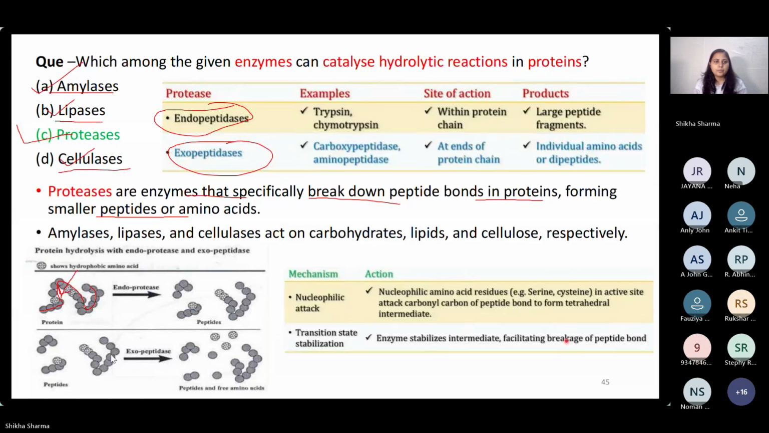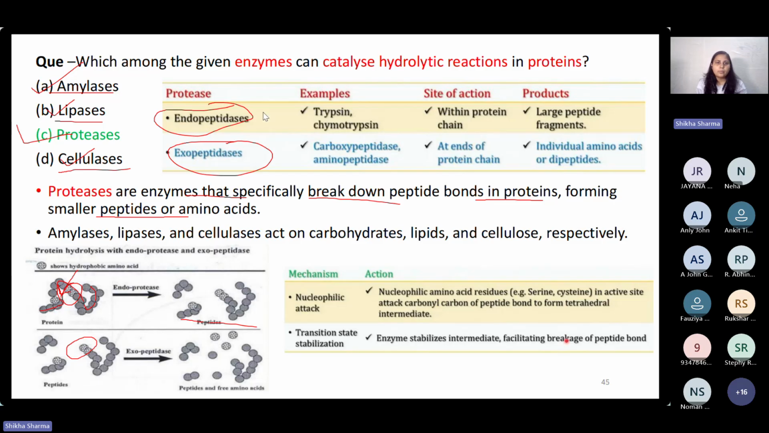And exopeptidases basically, these are the hydrophobic amino acids linked between the chains, and it breaks the bond at these amino acids and forms peptides. And in exopeptidase, these hydrophobic groups are at the end. So it removes these groups, and then it breaks the chain.